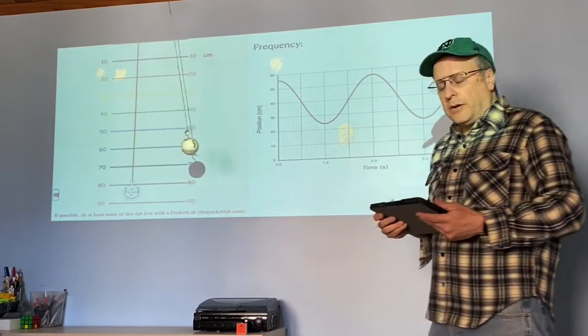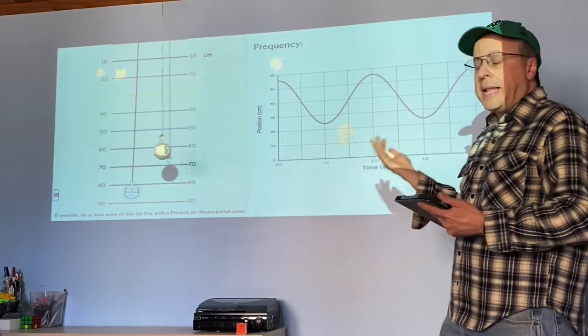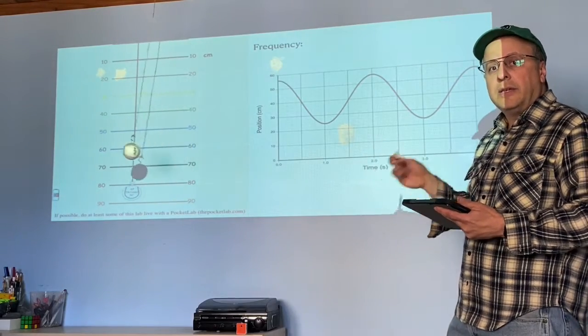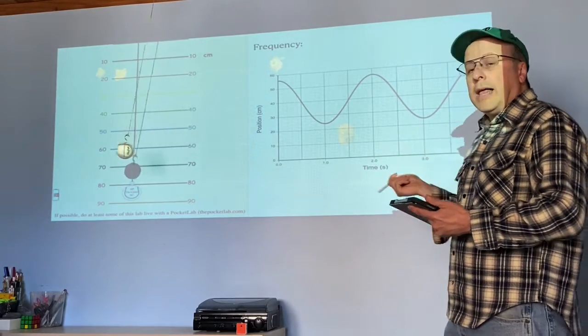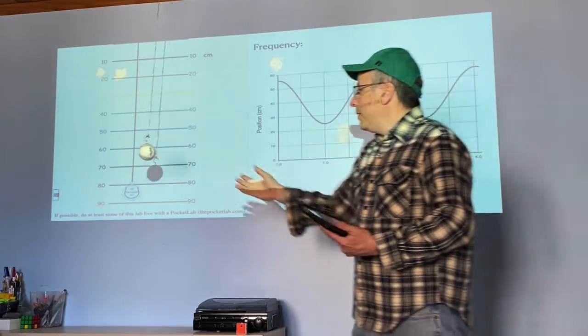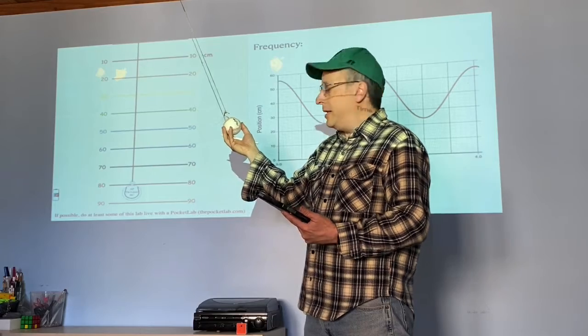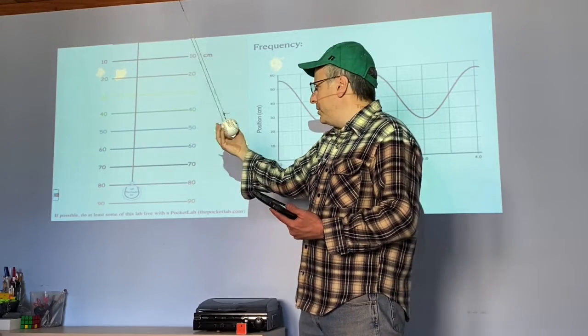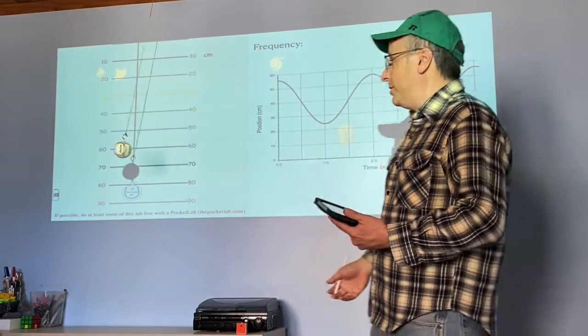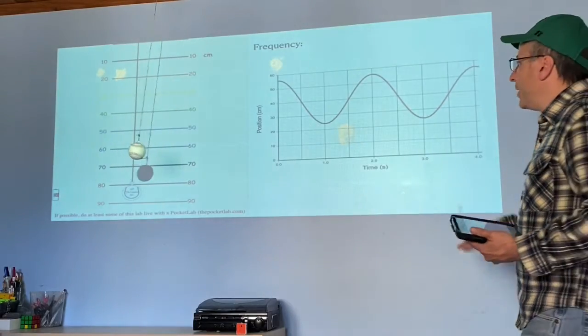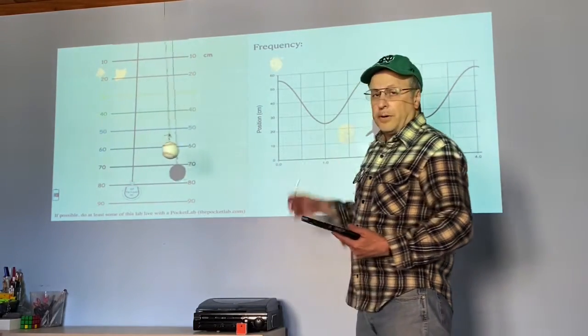Frequency is very similar, but frequency tells you how many times it oscillates in 1 second. Realize it might be less than 1. For instance, this goes less than 1 oscillation in a second. It might go half an oscillation or a quarter of an oscillation. That's okay. Frequency does not have to be a whole number.